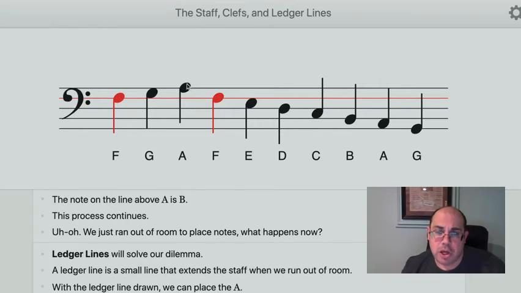So if I go back to this target spot over here, this F, and I go down the staff, I have the note F, and now my alphabet's going to be going backwards. F, E, D, C, B, A, and then G.